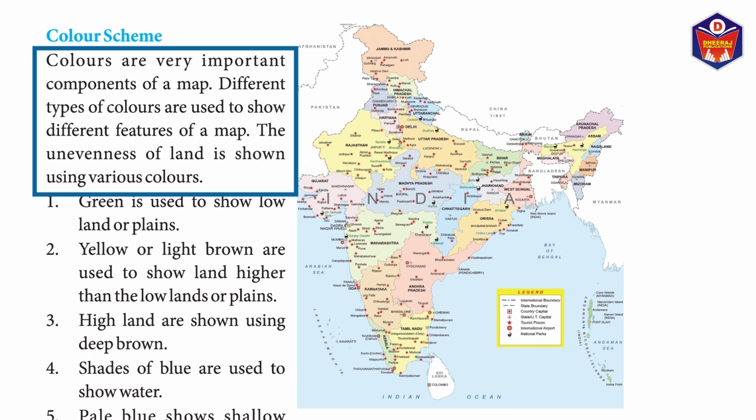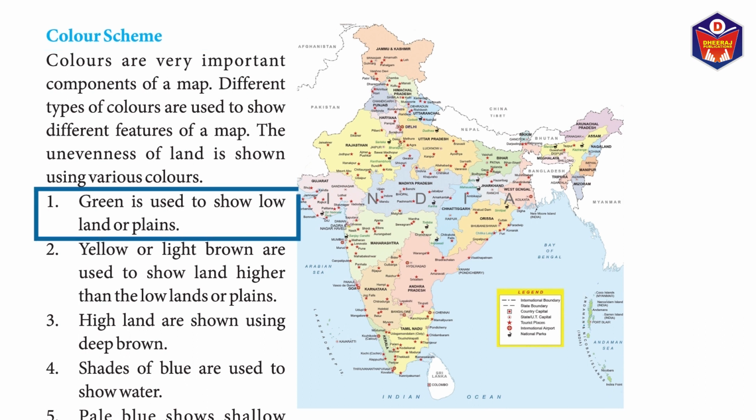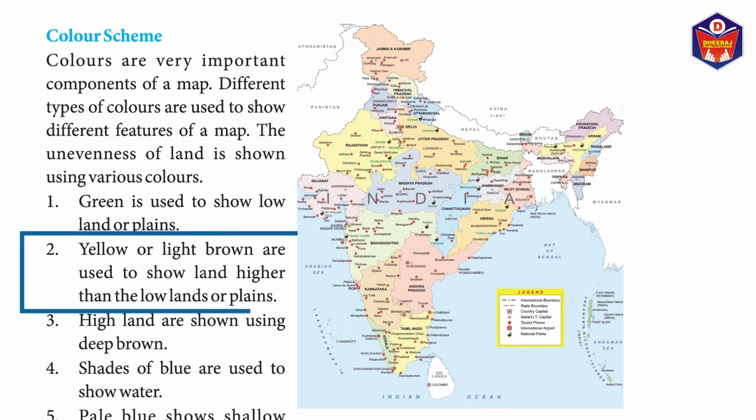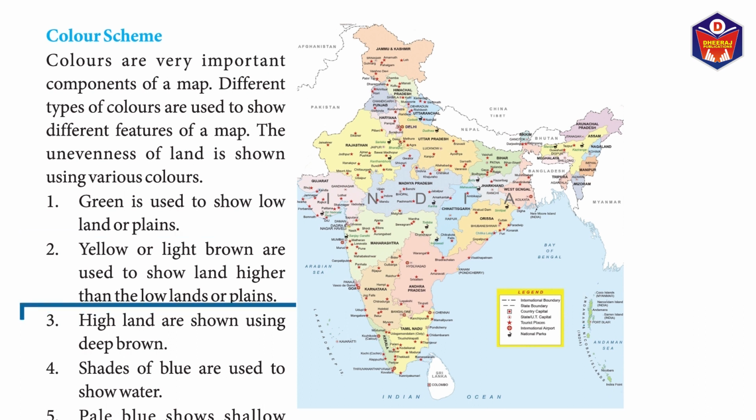Different types of colors are used to show different features of a map. The unevenness of land is shown using various colors. 1. Green is used to show lowland or plains. 2. Yellow or light brown are used to show land higher than the lowlands or plains. 3. Highlands are shown using deep brown.